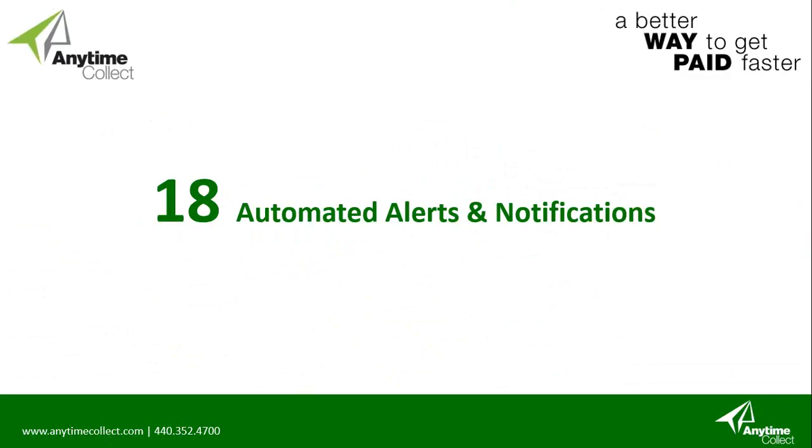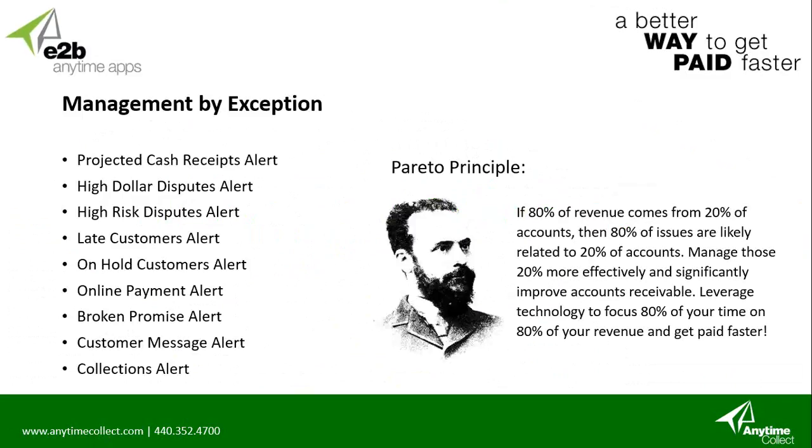Alerts and notifications. So I'm going to go back to something we talked about in an earlier presentation, and that's the Pareto principle. So let's use an example here. Let's say that I have 1,000 customers, and I'm one person in my AR department, and I can't possibly manage all 1,000. I don't have to. Pareto principle tells us that 80% of our revenue comes from 20% of our customers. That means that 80% of my problems are probably related to 20% of my customers. So let's do this. Let's take those 20% of the customers, that's 200 accounts, that I can probably manage effectively.